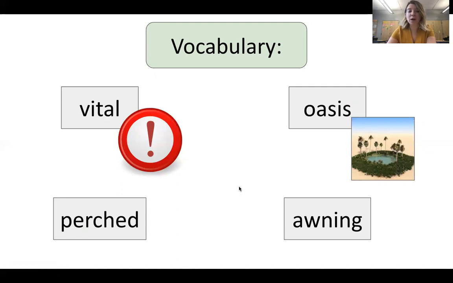The next word is the word perched. And when you think about the word perched, I want you to do this motion. Do it with me. Perched. Perched means a bird sitting on a branch. But sometimes authors use the word perched to talk about something that's not a bird, but is acting like a bird, perching on a branch. That is the word perched. And the last word is the word awning. Do this with your hands. Awning. An awning is a covering that usually protects people from the sun or the rain. Awning.